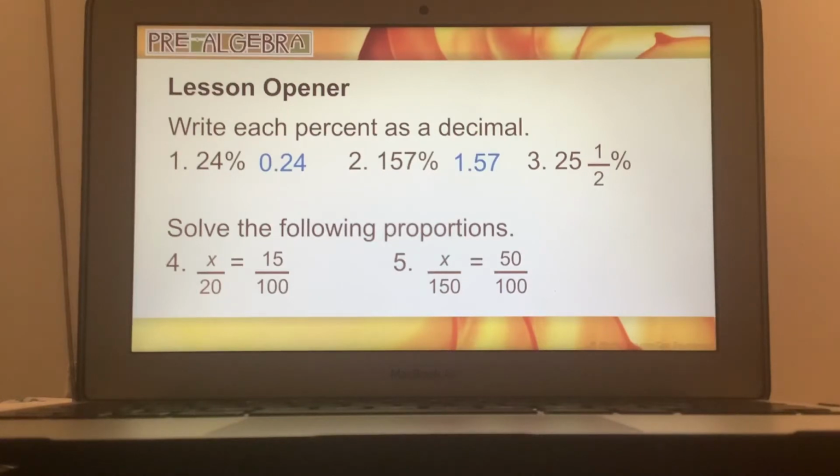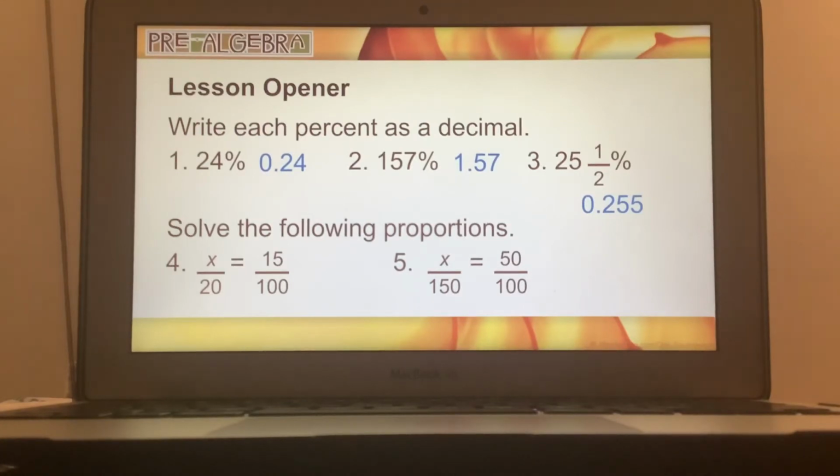Let's take a look at 25.5%. Now, we need to take the 1/2 and convert that into a decimal. Then it'll be much easier to convert the whole percent to a decimal. So 1/2 is the same as 0.5, right? So this is actually 25.5%. So then I'm going to move that decimal over to the left 1, 2, and I get 0.255 as my decimal.